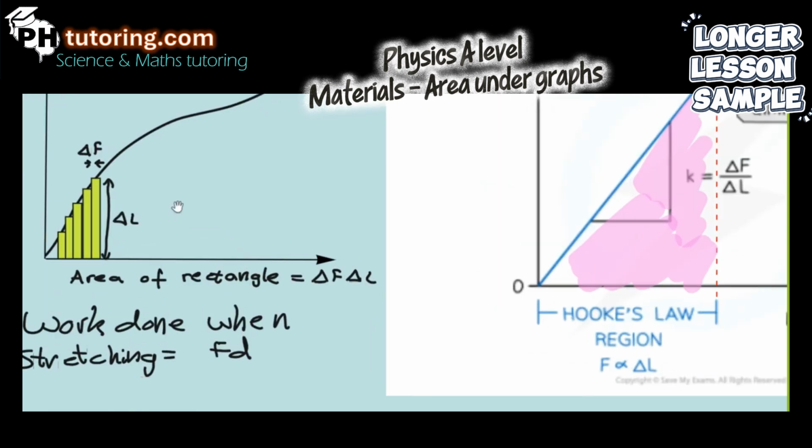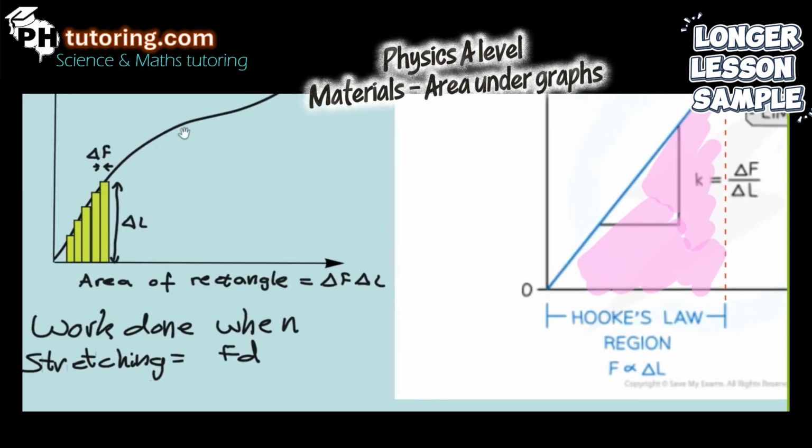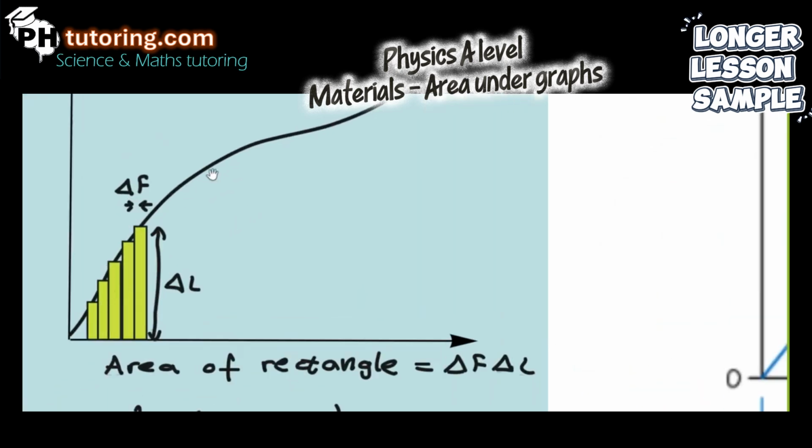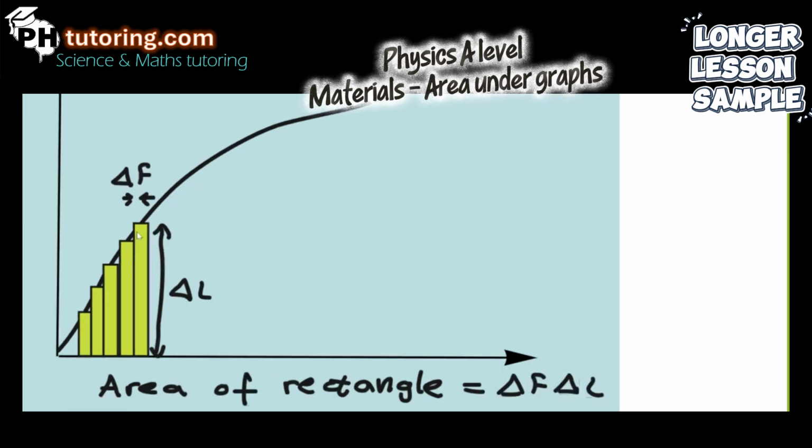So what we can do is take any kind of force extension graph, and it doesn't have to be a straight line, and chop up this area into a number of rectangles. The smaller these rectangles become, the closer they become to an accurate measure of the area underneath the curve. You can see at the moment it's not going to be perfect because that bit would be included, whereas this bit won't. You might find that they would pretty much cancel out. But anyway.